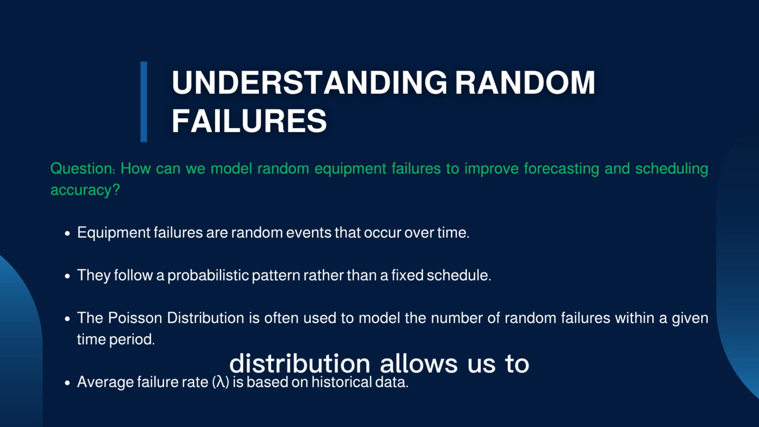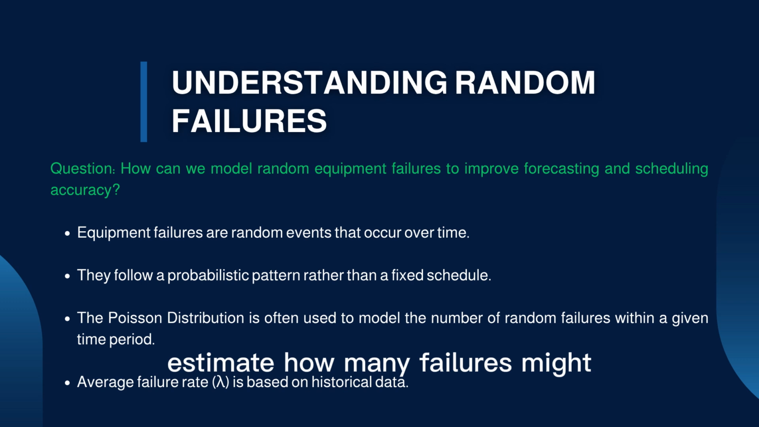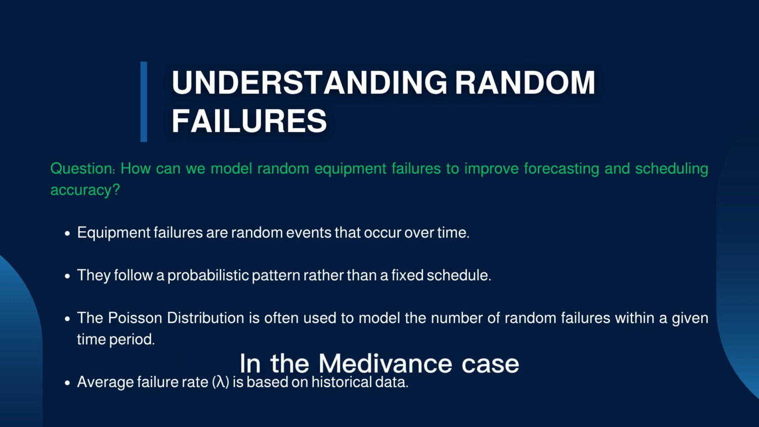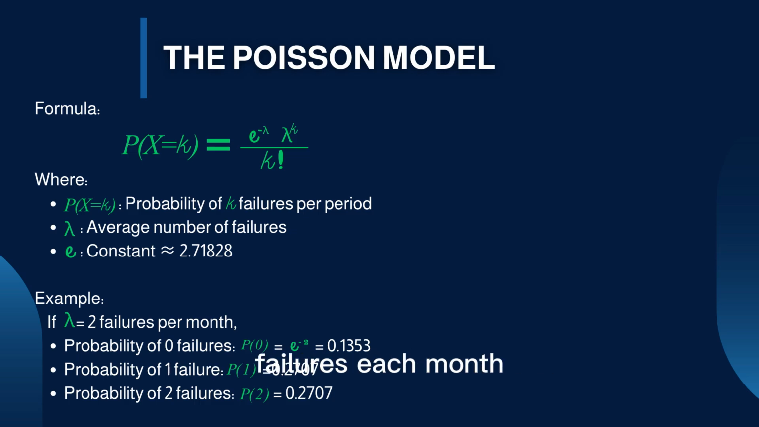The Poisson distribution allows us to estimate how many failures might occur in a given period, based on an average failure rate. In the Medivance case, the testing machines fail an average of 2 times per month. That's our key parameter, or lambda. The Poisson model shows the chances of failures each month.